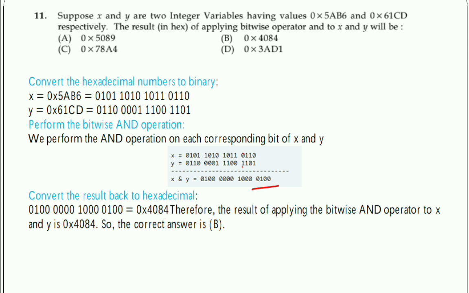So after getting the bitwise AND result, we need to convert this binary value again into hexadecimal format. Then only we can get the answer here, because the answer is given in hexadecimal format. So 4 and 0, 8, 4. So 4084 is the answer. So 0x4084. This is the answer.